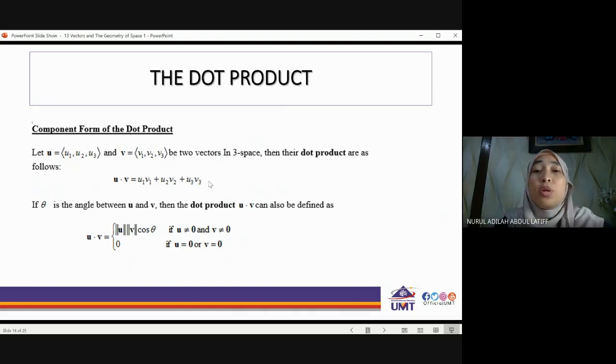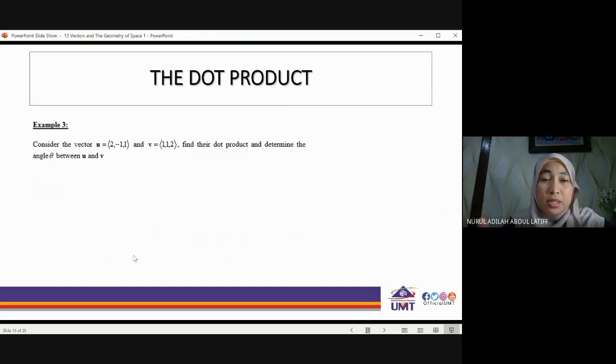Okay, it is different from the cross product later. The cross product will produce a vector, while in the dot product you will get a scalar. But we have an angle in the dot product. If theta is the angle between U and V, then the dot product of U and V can also be defined as U dot V equals length of U times length of V times cos theta, where theta is between 0 and pi. This is the same as before.